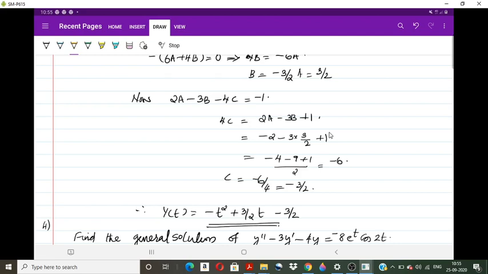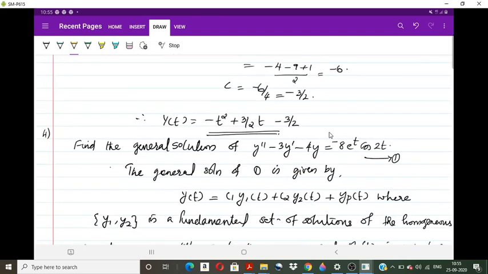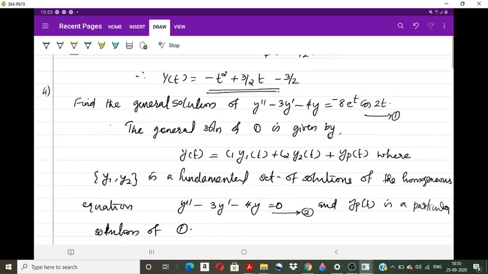Okay. Now we move to problem number 4, that is, find the general solution of y double dash minus 3y dash minus 4y equal to minus 8 e raised to t cos 2t. In this problem we have to find the general solution of the given equation 1. For this we have to first find the general solution, or complementary function, of the corresponding homogeneous equation. Then the general solution will be of the form C1y1 plus C2y2 plus yp of t, where the set y1, y2 is a fundamental set of solutions of the homogeneous equation y double dash minus 3y dash minus 4y equal to 0, and yp is the particular solution that is to be determined using the method of undetermined coefficients.